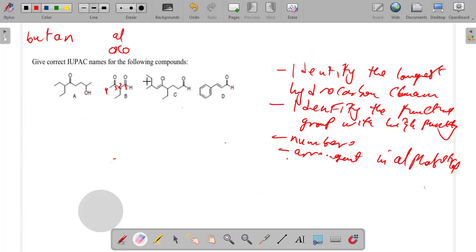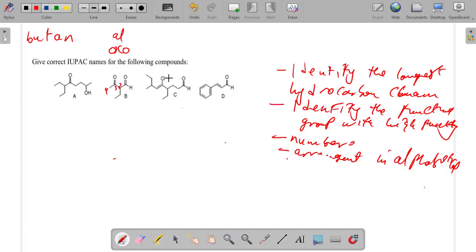Okay, so the next one there, we need to identify the longest hydrocarbon chain as well. So if you follow this path, you're saying this is position number 1, number 2, number 3, number 4, number 5, number 6, number 7, number 8, right? If you start from this side, 1, 2, 3, 4, 5, 6, 7, 8, 9. So the longest hydrocarbon chain is to start from the other side, this side, isn't it? Okay, so now let's identify the numbering.